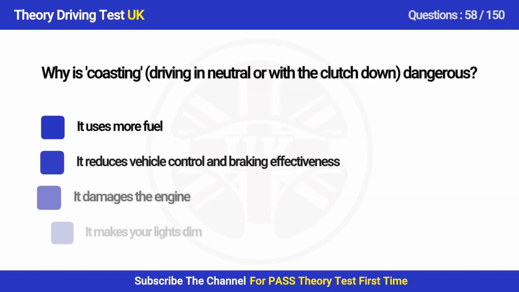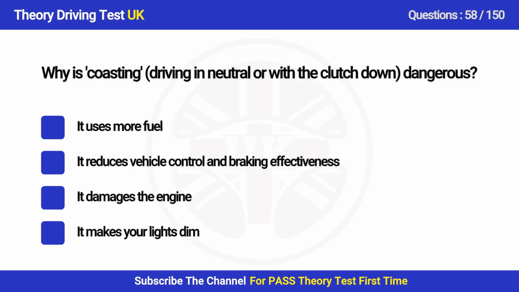Question 58. Why is coasting, driving in neutral or with the clutch down, dangerous? A. It uses more fuel. B. It reduces vehicle control and braking effectiveness. C. It damages the engine. D. It makes your lights dim.